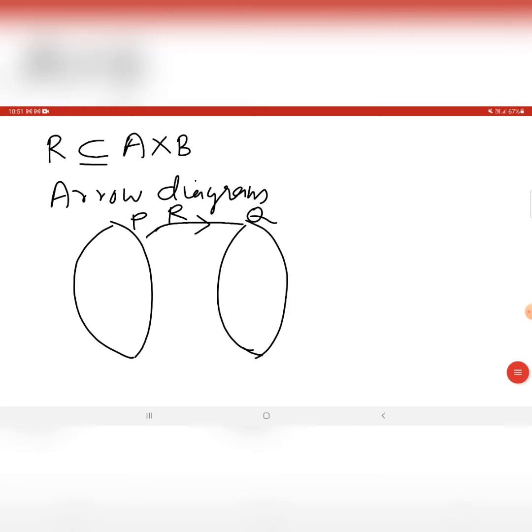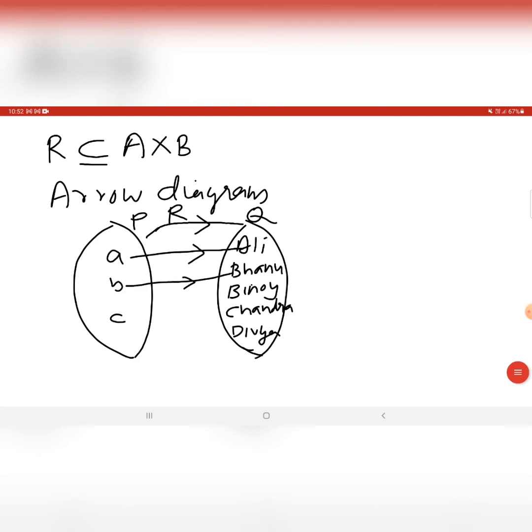Now, what are the elements in P? A, B, C. Elements in Q means the names of some students: Ali, Bhanu, Binoy, Chandra and Divya. Now in this relation, A is related to Ali, so we will keep an arrow mark like this. B is related to Bhanu as well as Binoy, so we will draw arrows like this. Then C is related to Chandra. So this is the representation of a relation using an arrow diagram.